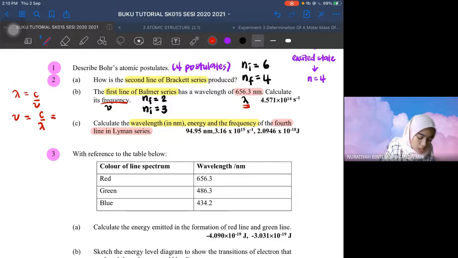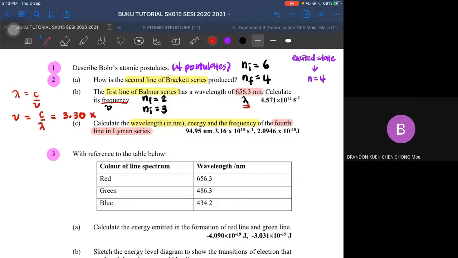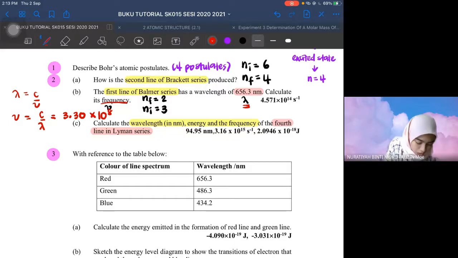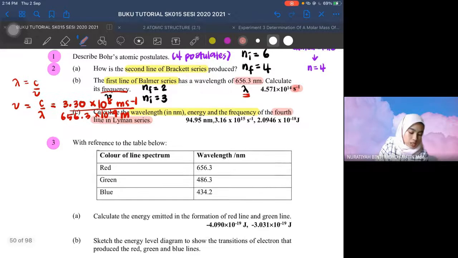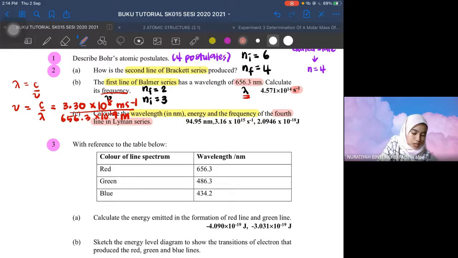Your c is the speed of light, which is how much? 3.00 times 10 to the power of 8 meter per second, over your lambda. Your lambda will be 656.3 times 10 to the power of negative 9, because it is in nanometer. Then just press the calculator and you get the frequency. Your frequency must be in per second, depending on your units once you cancel. You cancel m with m.